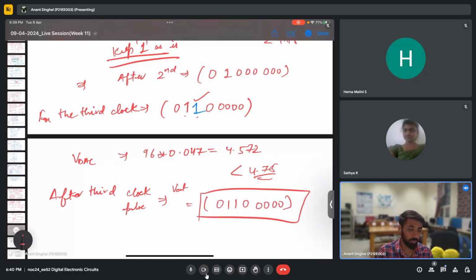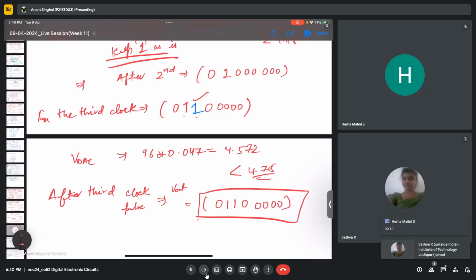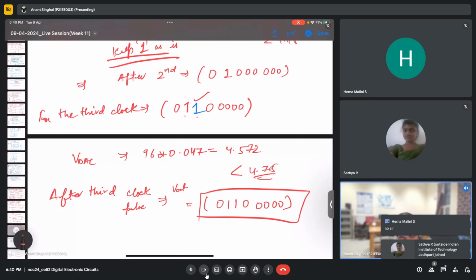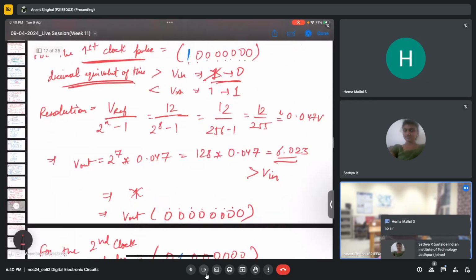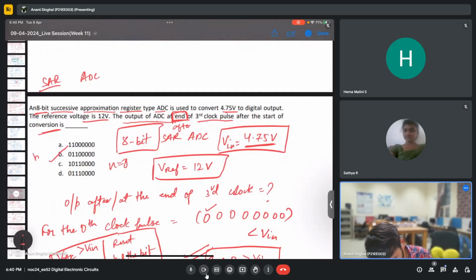So is the problem understood? Is there any doubt in this? Should I repeat, or is it clear? Okay, so if it is clear, the correct answer is 0, 1, 1. Yeah, option B is the correct answer. I hope it is clear. Please confirm again if it is clear.